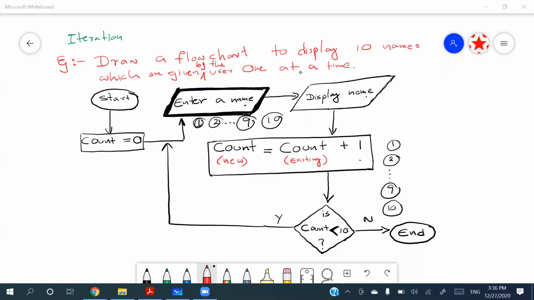The challenge was to figure out how it is going to execute according to the given condition. The condition says you take one name at a time, and we have to take 10 names. So we need an algorithm to take 10 names one at a time, and then count how many we have taken.